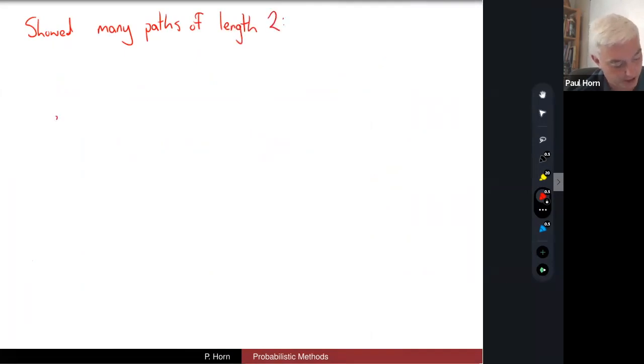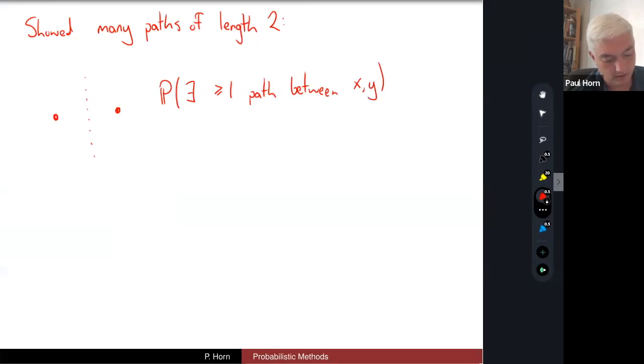I think what Mario is mentioning is, if I really just wanted to show that there's at least one path, so the probability that there exists at least one path between x and y is what? Well, path of length 2.